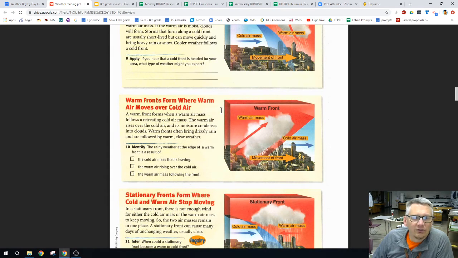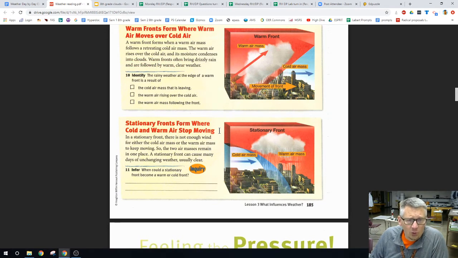Warm fronts form where warm air moves over cold air. A warm front forms when a warm air mass follows a retreating cold air mass. The warm air rises over the cold air and its moisture condenses into clouds. Warm fronts often bring drizzly rain and are followed by warm, clear weather.